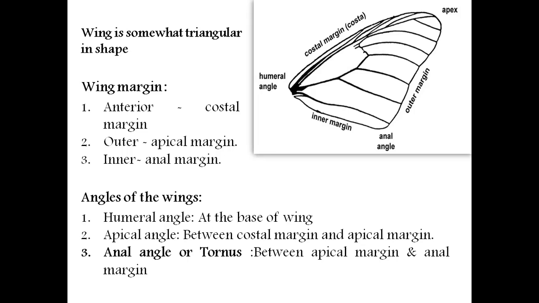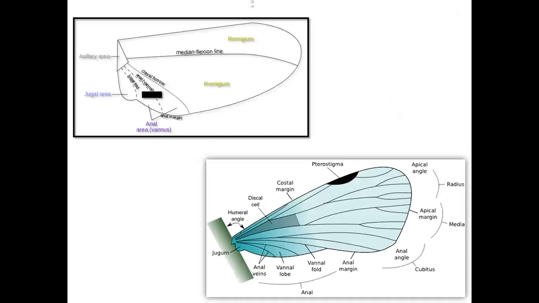Now the next topic is the surface area, or some parts of the wings. The surface area of a typical insect wing is divided into two portions: the remigium and the vannal fold, or vannal area. These are the two portions present on the insect wing.